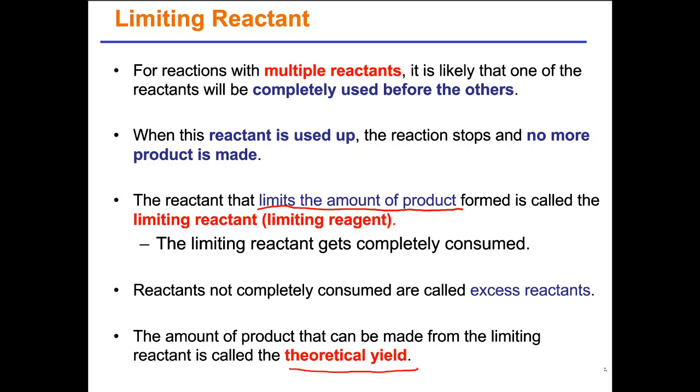So notice that the limiting reactant governs the amount of product that can be produced. The theoretical yield is governed by the limiting reactant, and that's simply because it's used up first. If it's the one used up first, then of course it limits how much you can produce.